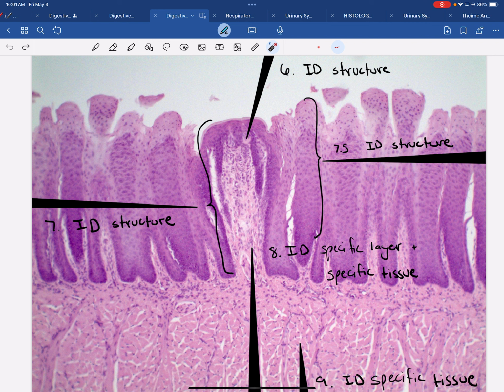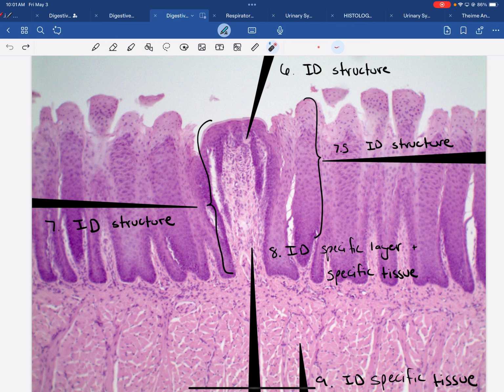Which organ? Still the tongue. Good. What is this? Good, a taste bud. Which two cells make up taste buds? Good, gustatory cells and supporting cells.